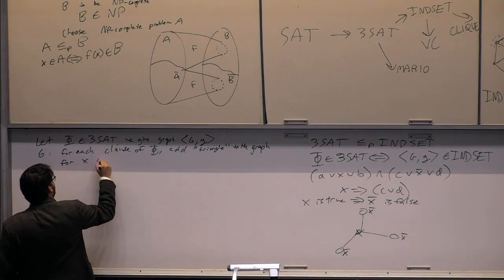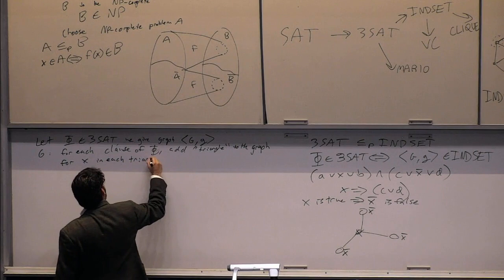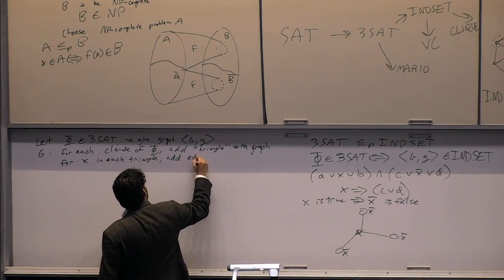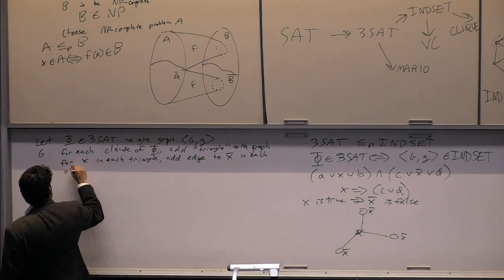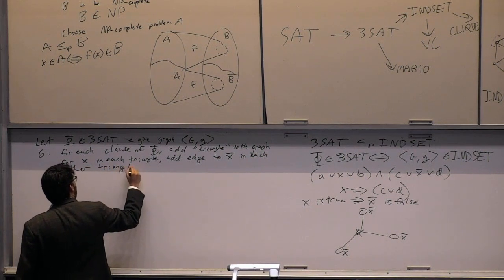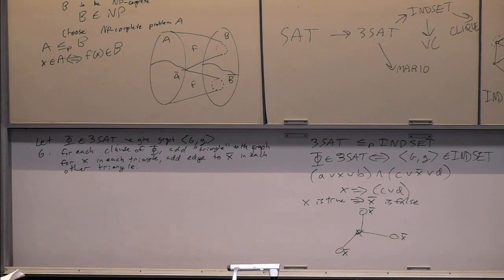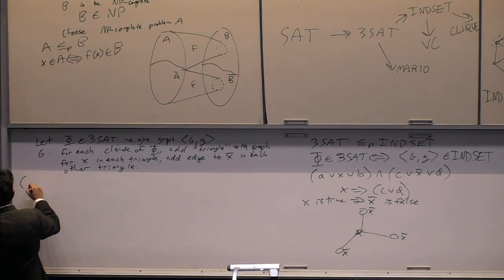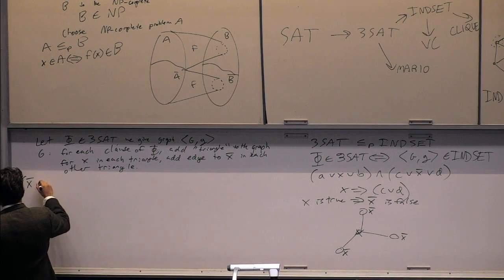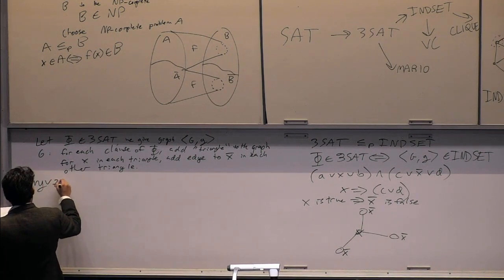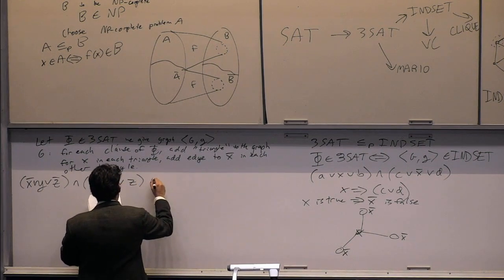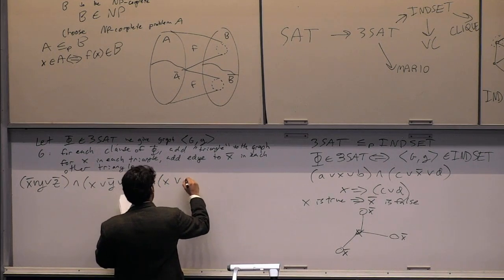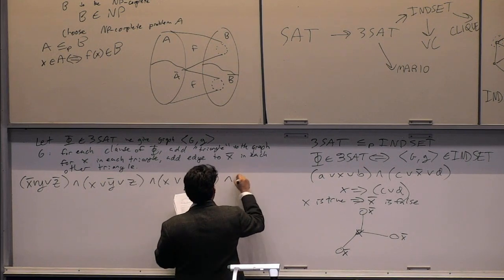For each X in each triangle, add an edge to not X in each other triangle. And that's basically it. So I have to give you an example of this. Consider the formula: not X or Y or not Z, and X or not Y or Z, and X or Y or Z, and then we'll do not X, and not Y.